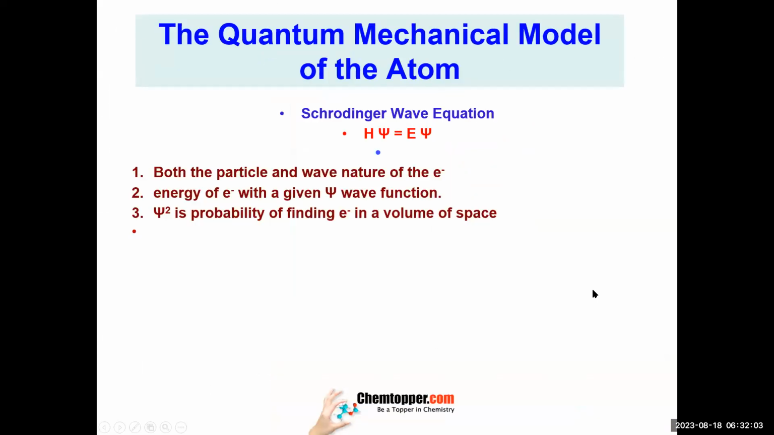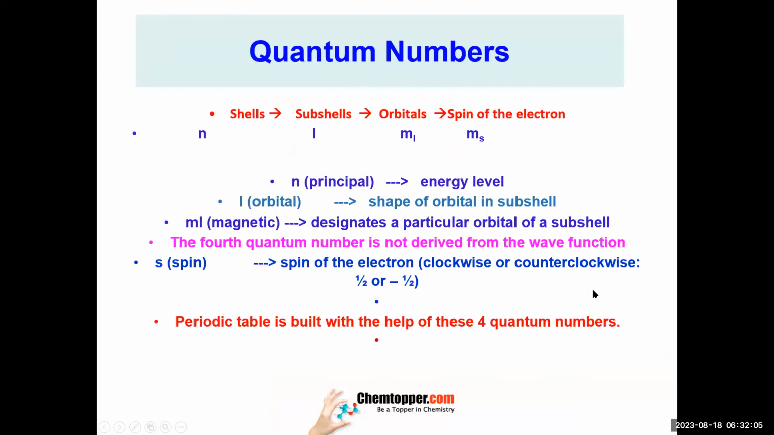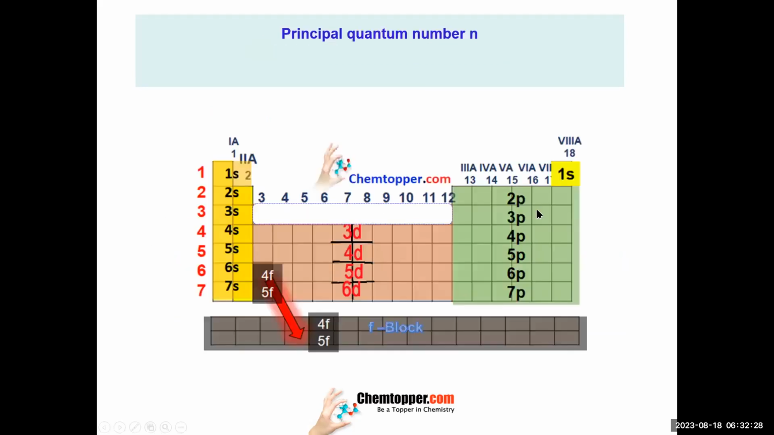We did all these things. What are those four quantum numbers? Principal, magnetic, angular, and spin quantum number. Okay, Arjun, fine. So what does the principal quantum number tell you in the periodic table?